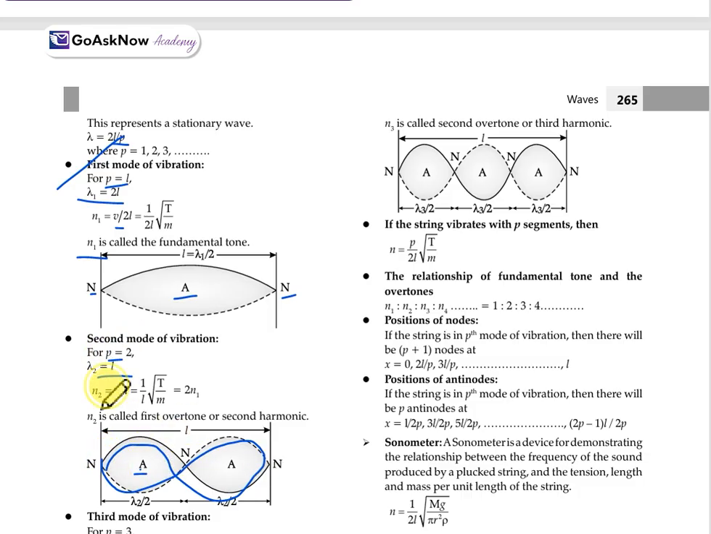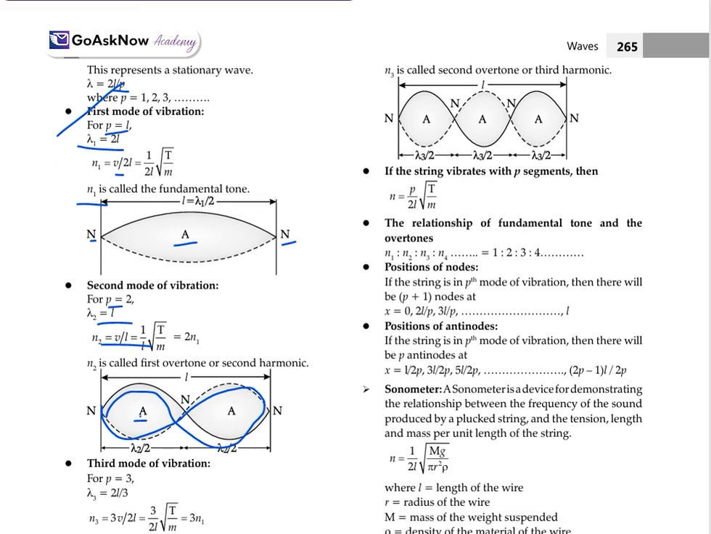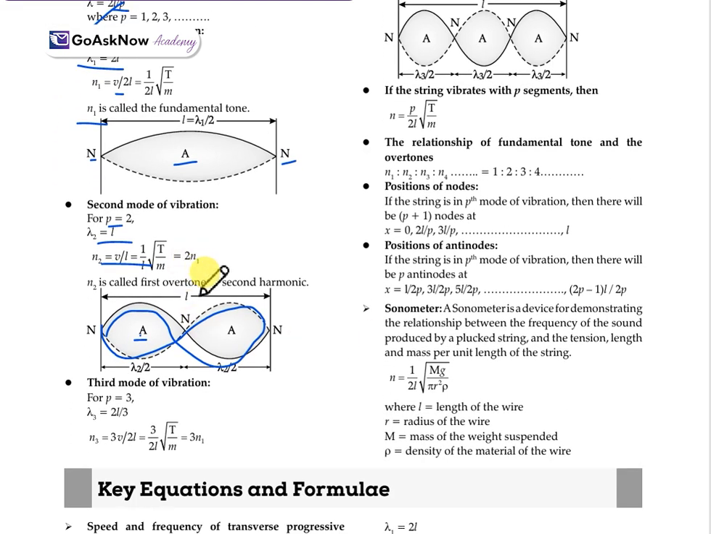So N2 will be equal to V upon L, so 1 upon L and then square root of T upon M, which is equal to twice of N1. So N2 is called the first overtone, or we can say the second harmonic.